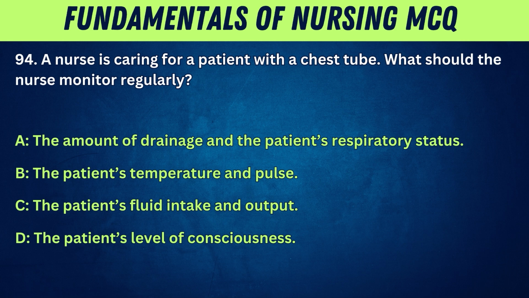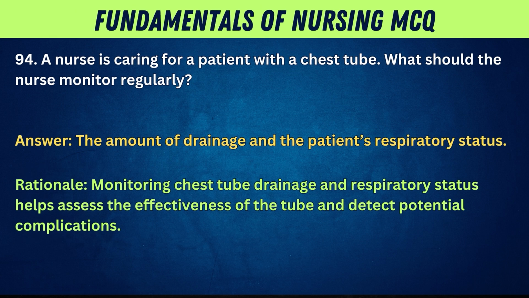94. A nurse is caring for a patient with a chest tube. What should the nurse monitor regularly? A. The amount of drainage and the patient's respiratory status. B. The patient's temperature and pulse. C. The patient's fluid intake and output. D. The patient's level of consciousness. Answer: the amount of drainage and the patient's respiratory status. Rationale: monitoring chest tube drainage and respiratory status helps assess the effectiveness of the tube and detect potential complications.